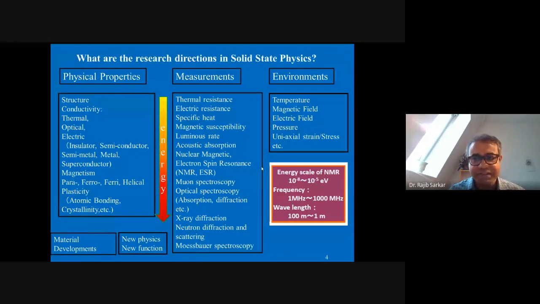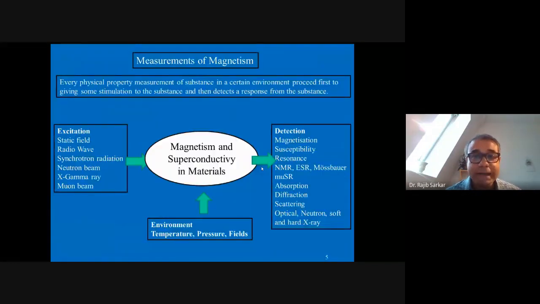system, like temperature, low temperature or high temperature. You can vary fields, from low field to high field, wide ranges of field, and also the electric field and the pressure and so on. So these are more or less the framework of solid state physics research, and then you can pick up whatever you want to do and how you want to do it. Okay, so let's go to the next part.